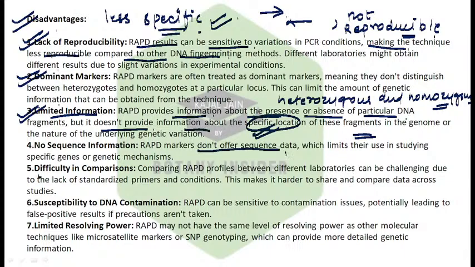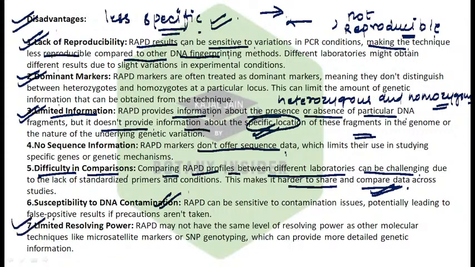Other than this, there is difficulty in comparison. Comparing RAPD profiles between different laboratories can be challenging because there is a lack of standardized primers and conditions. This makes it hard to share and compare data across studies. It is also susceptible to DNA contamination, which leads to false positive results, and there is limited resolving power. It is very hard to interpret these results as well.